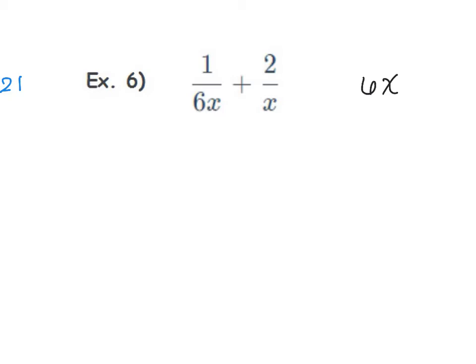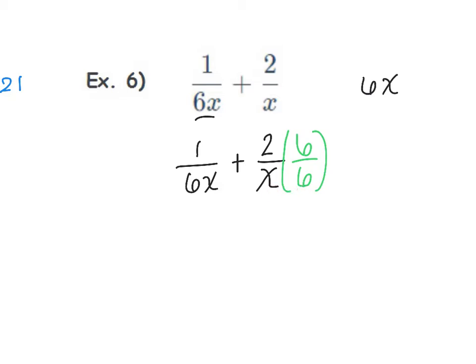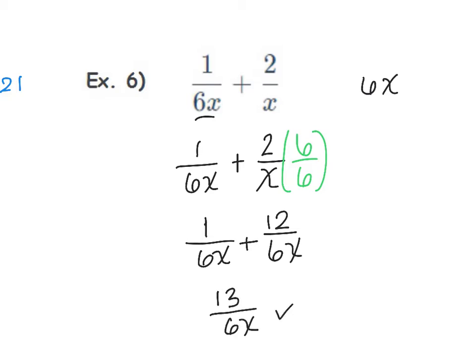Since my first fraction, or rational expression, 1 over 6x, already has that common denominator, I can just leave that as 1 over 6x, plus I have my 2 over x, and I need to multiply that by a factor of 6 in order to create that common denominator of 6x. So I have 1 over 6x plus 2 times 6, which is 12, 12 over 6x. And since I have a common denominator, I can go ahead and simplify that. That's going to be 13 over 6x. And that is my final answer.